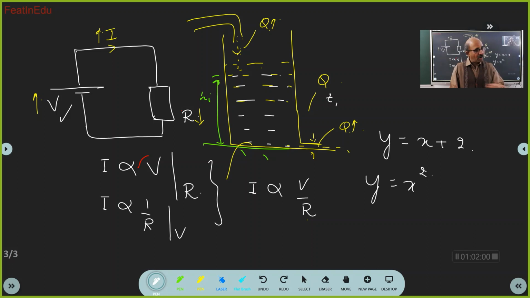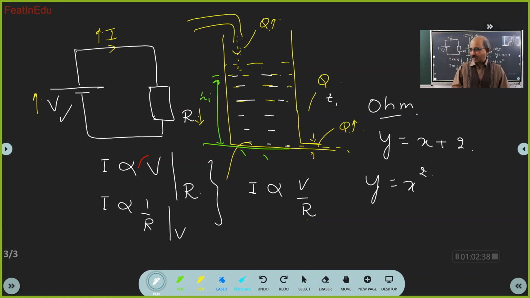For a fixed voltage. Now, all the three are variables. All the three are physical quantities and they are variables. But they are interrelated. So now this interrelation between the resistance, potential difference, and the current was studied by a famous scientist called Ohm. And he gave the famous Ohm's law.